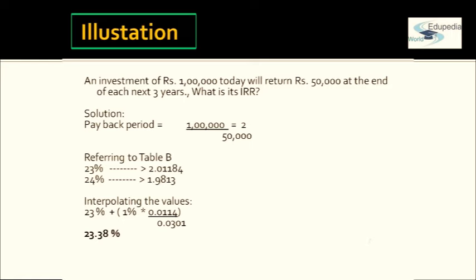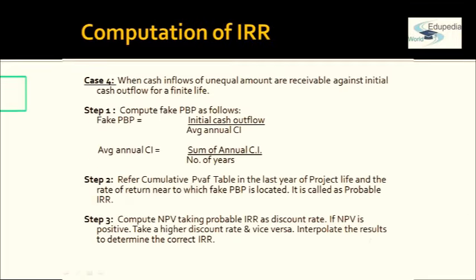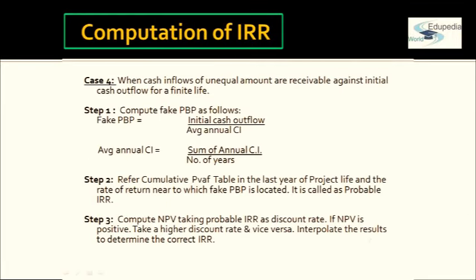So at 23% it is 2.011. To reach up to 24%, the gap between 24 and 23 is 1%. The gap between 2.01184 and 2 is 0.01184. And the gap between 2.011 and 1.983, that is, for 1% there is a gap of 0.0301. But you have to reach the gap of 0.01184. So this will give you the IRR rate of 23.84%.